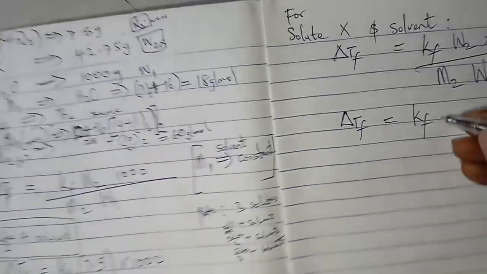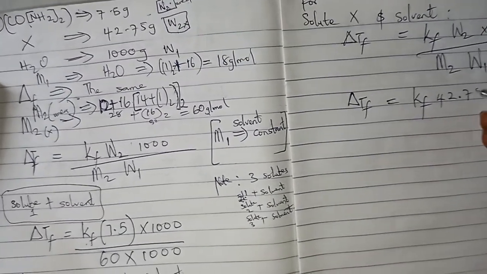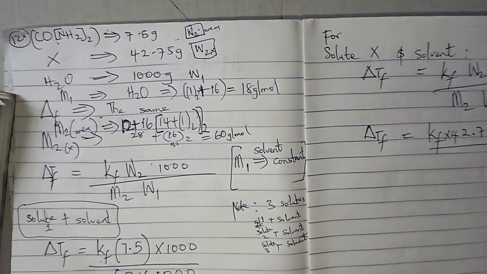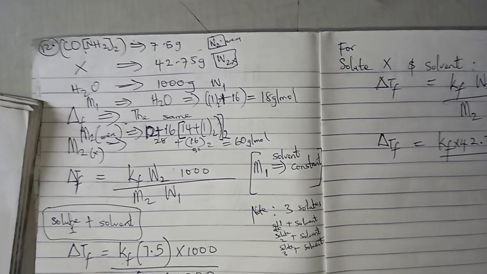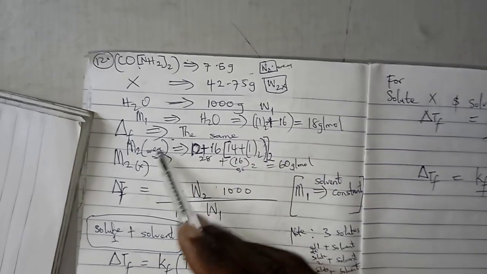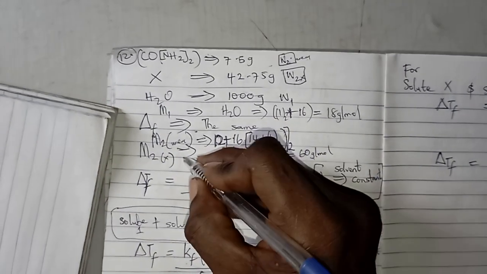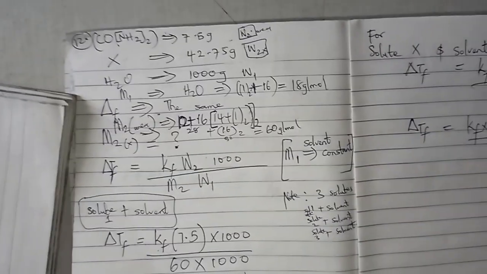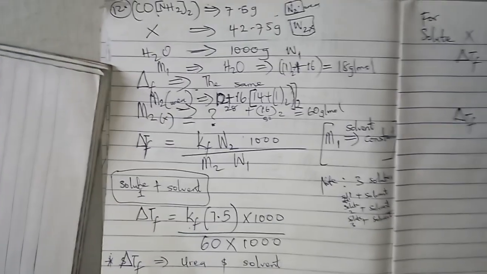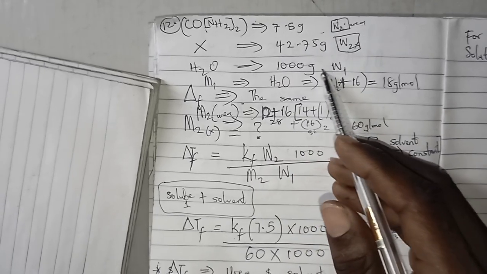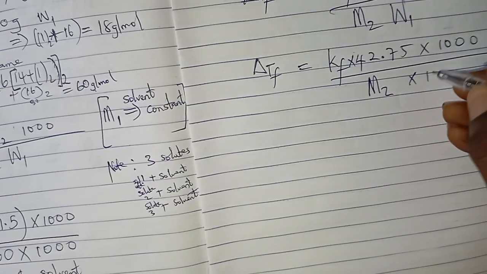So 42.75 times 1000 all over M2, the molar mass of X. Look at it, we don't know it. That's what we are looking for. This one is for urea, and this one we don't know, so I just write M2. Then W1 will always remain the weight, or mass, of solvent, which is 1000 times 1000.